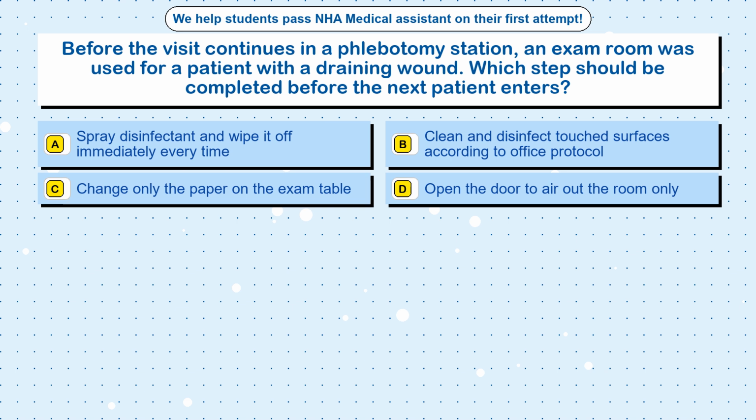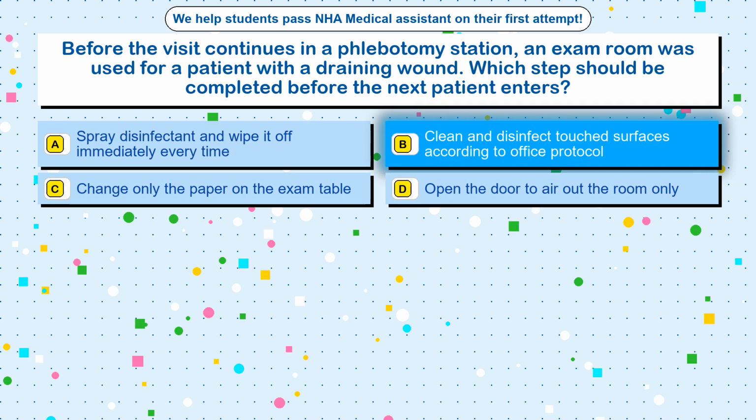Option A. Spray disinfectant and wipe it off immediately every time. Option B. Clean and disinfect touched surfaces according to office protocol. Option C. Change only the paper on the exam table. Option D. Open the door to air out the room only. The correct answer is option B.